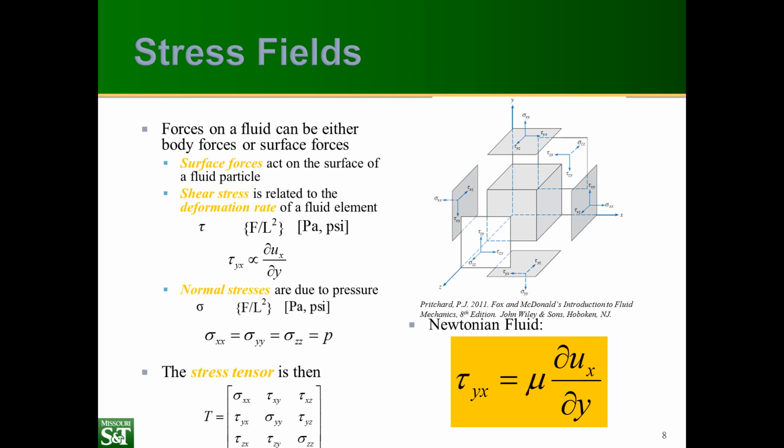This is basically the strain rate rather than the strain. Normal stresses, however, are due to pressure or compressibility effects. So then we have this stress tensor, where the taus represent shear stresses and the sigmas represent normal stresses, usually due to pressure. In a Newtonian fluid, we actually have a relationship between shear stress and deformation rate. So we have the dynamic viscosity, which defines the relationship between stress and shear rate or deformation rate.